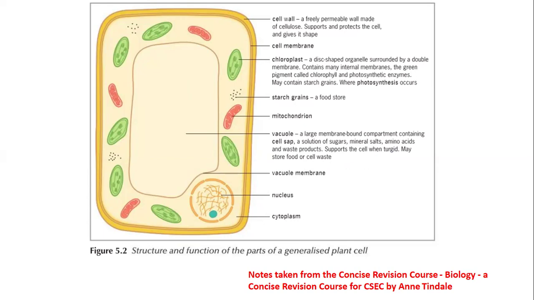Then we have the vacuole membrane, then we have the nucleus, we have the cytoplasm, which is the same as before. So yes, guys, this is the basic structure of the animal cell and plant cell. Make sure you know this down to the T and the functions.